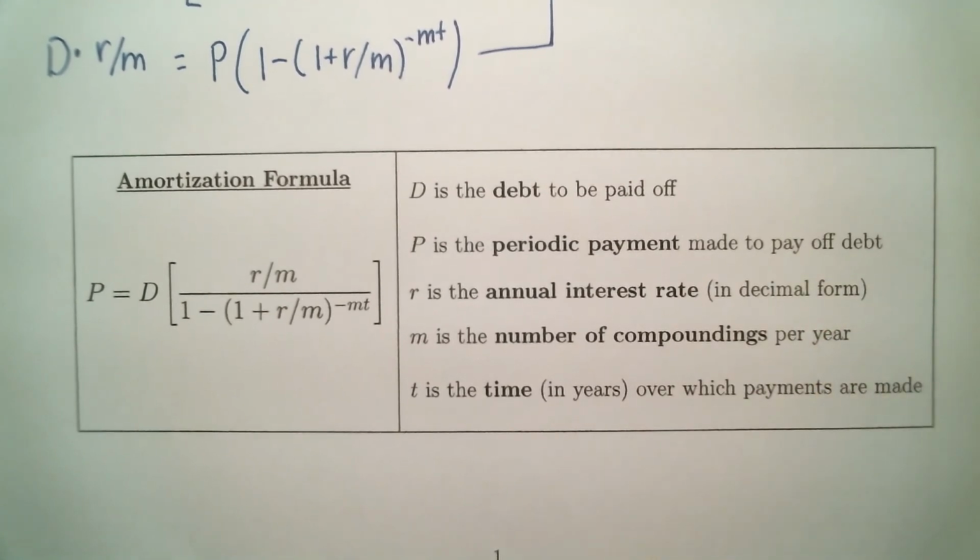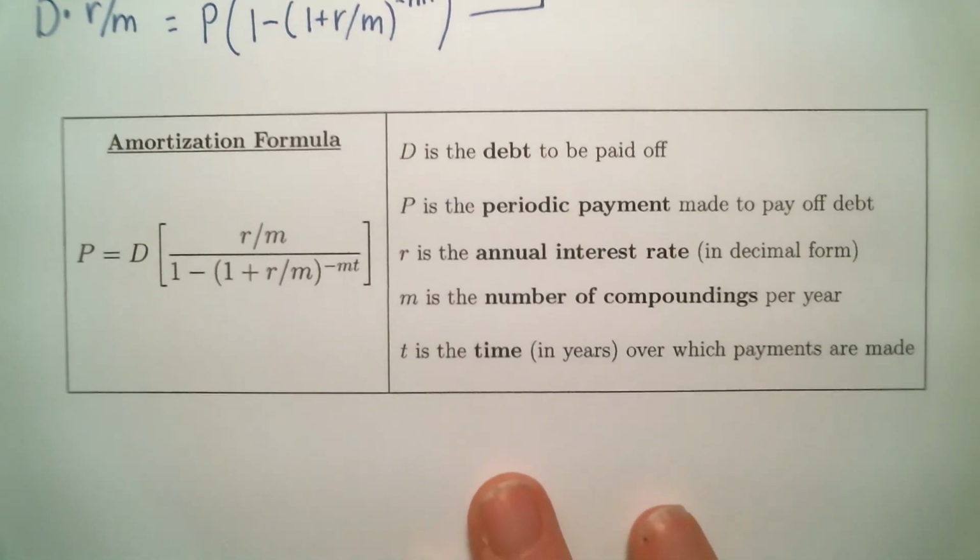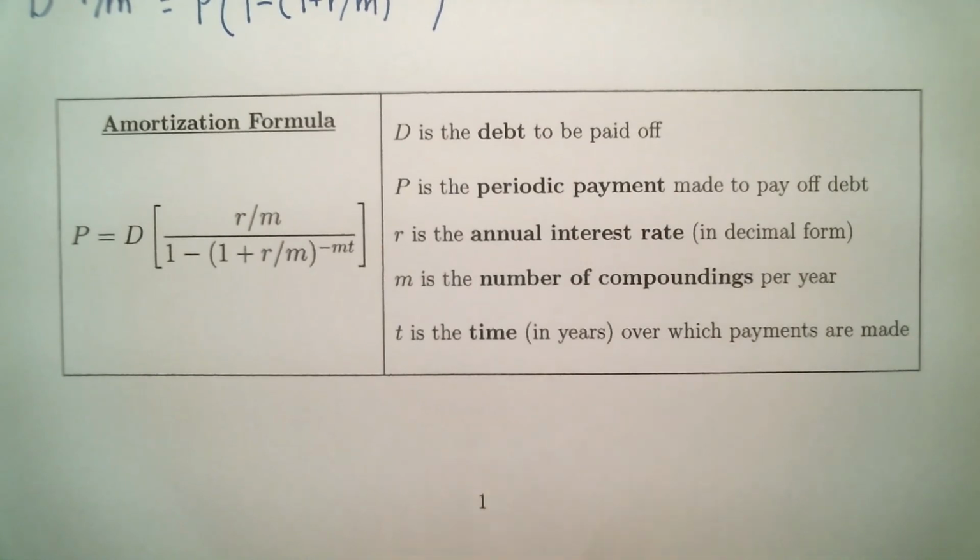Here's the formula one more time, and here's the meaning of all the variables. D is the debt or the purchase price of whatever you have bought. P is going to be the payment that you have to make every month or every quarter or however often to pay off your debt. R is the interest rate. M is the number of compoundings per year, which also coincides with how often you're making payments. T is going to be the time in years over which you have to pay off the debt. And now we're going to move on and start getting some practice with this formula.